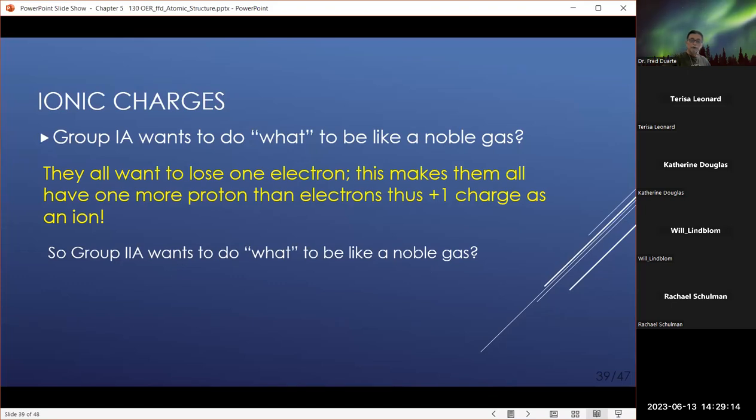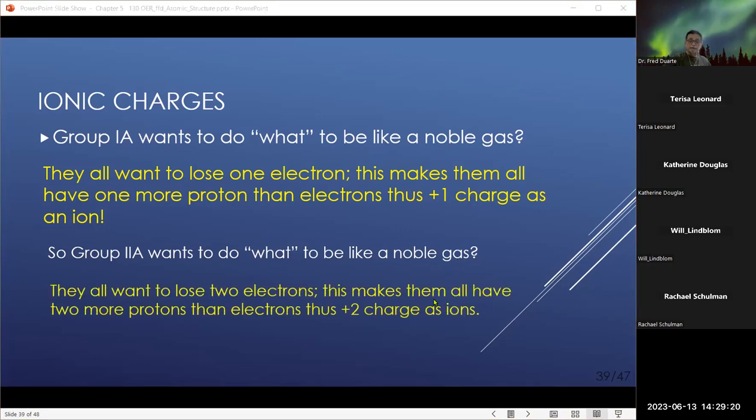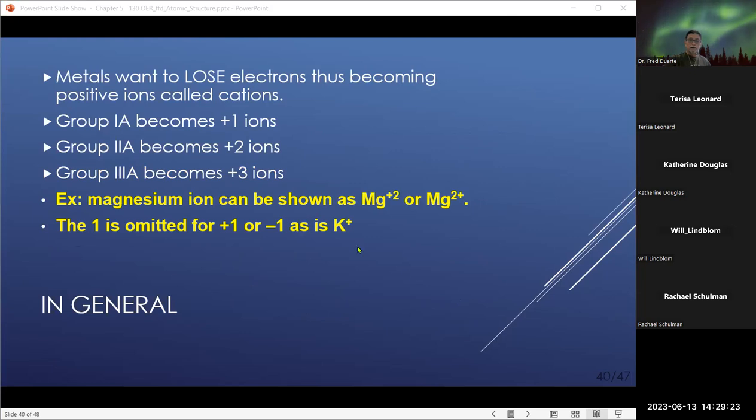So for group 1A, the ions would end up being a positive 1. Group 2A, positive 2. You're going to lose 2 electrons. And group 3A, positive 3. Positive because we're talking about metals, and there are no nonmetals in these groups. They're all metals, and being all metals, they want to lose electrons, okay? So magnesium will always end up with a +2 charge. Now, whether you write +2 or 2+ makes no difference. You can write it one way or the other.